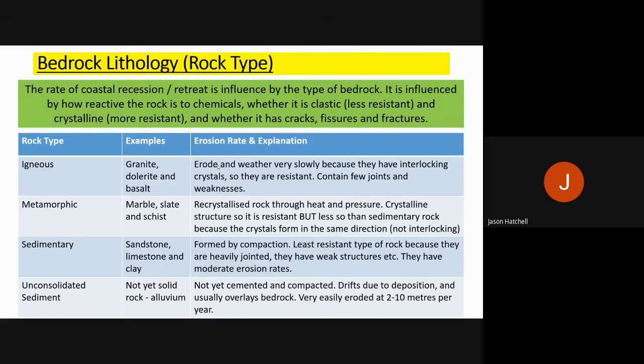And then we finally got unconsolidated sediment or material, and this one's easy. This is just alluvium. This is just not yet cemented or compacted sand and other types of rocks. These are very easily eroded at around 2 to 10 meters per year. That's just a brief summary of how hard and soft each rock type is.